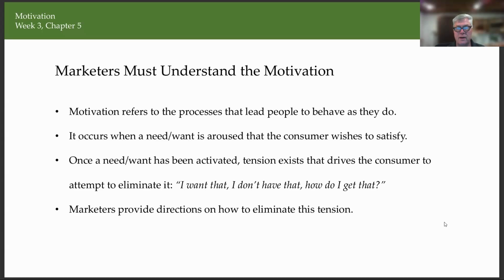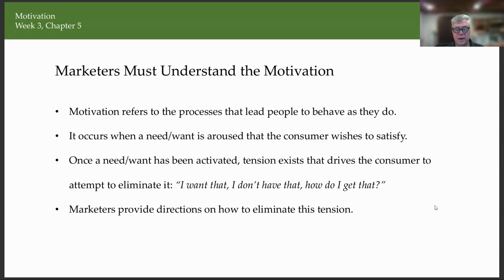Marketers must understand the motivation. Motivation refers to the processes that lead people to behave as they do. It occurs when a need or want is aroused that the consumer wishes to satisfy. Once a need or want has been activated, tension exists that drives the consumer to attempt to eliminate it. I want that. I don't have that. How do I get that? That is what is going on in the consumer's head once a need or want has been activated. And it can be activated by many different ways.